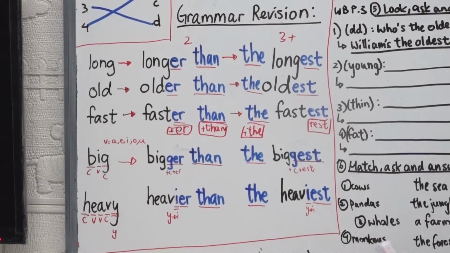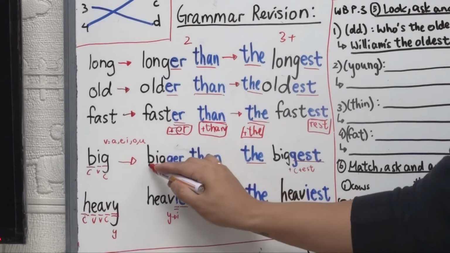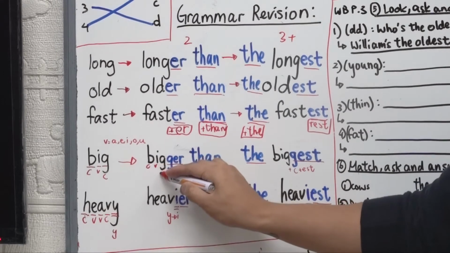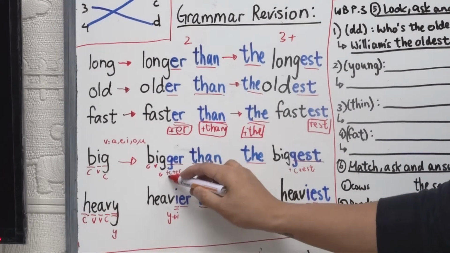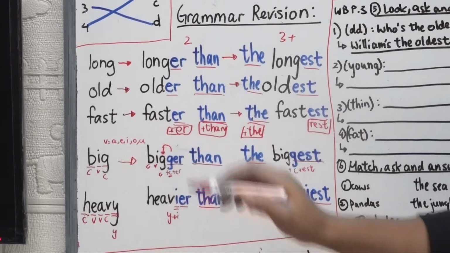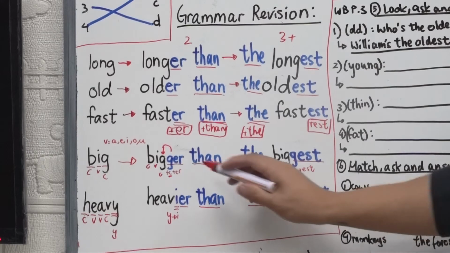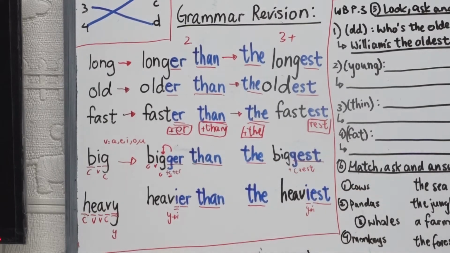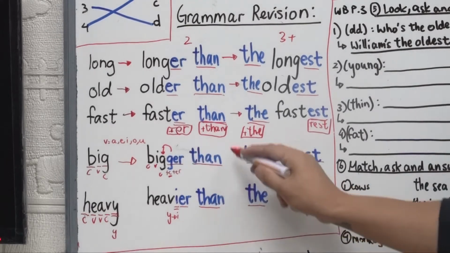it will become bigger than. How do we spell bigger than? We have C, V, and C, so we have to put another C. Which C should we put? G, another G. And then put ER. Don't forget the word than.